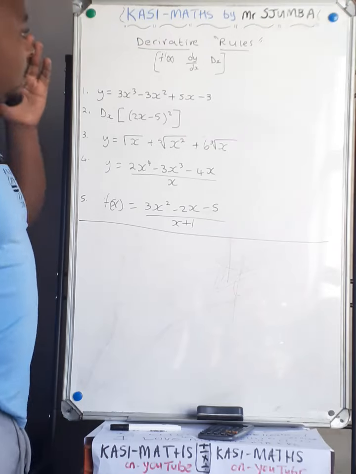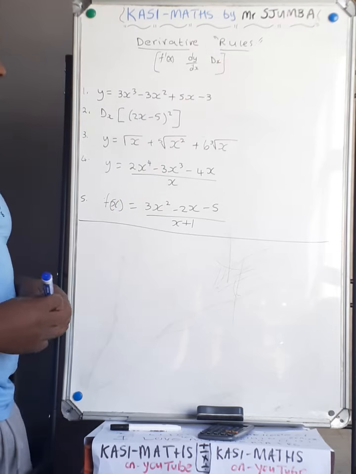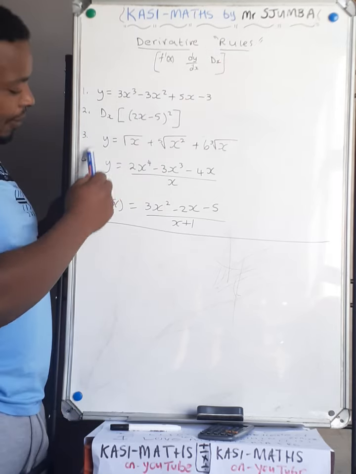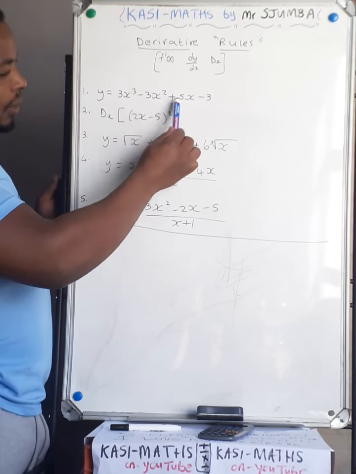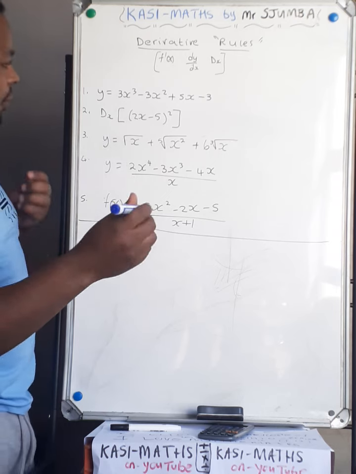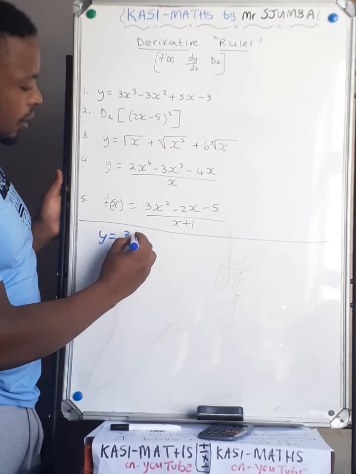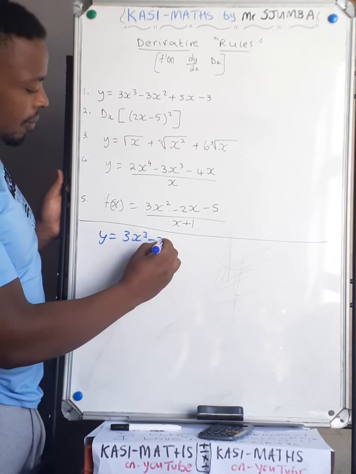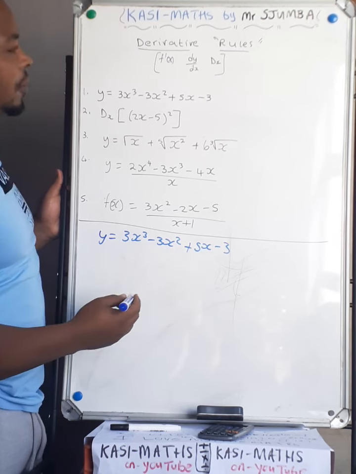In this video, we look at the derivative using the rules. So that's my first example, the straightforward one. The first one: y equals 3x cubed minus 3x squared plus 5x minus 3.